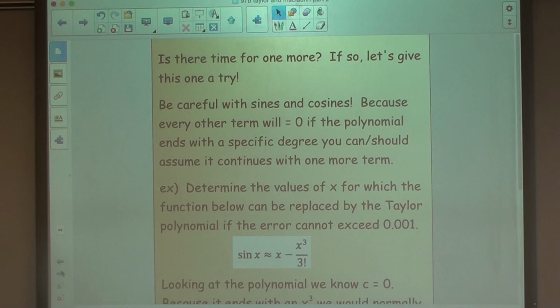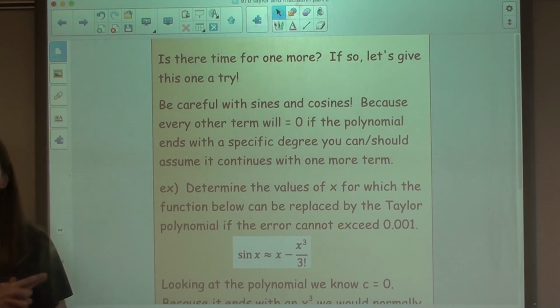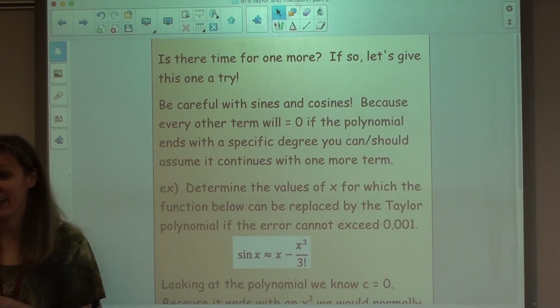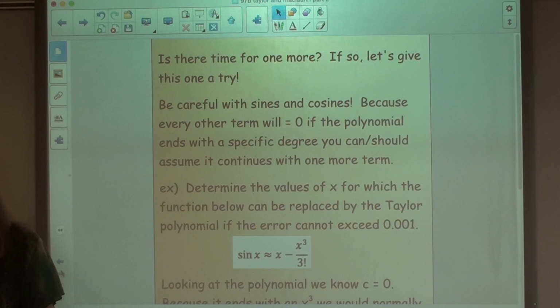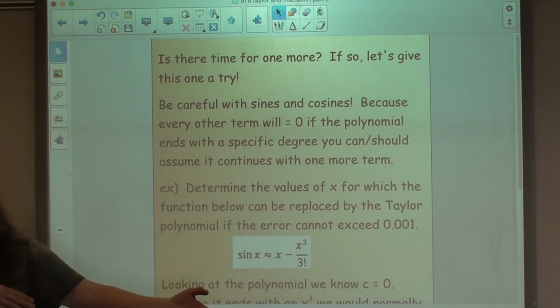Okay. So, sines and cosines. I did a sine example earlier, and I lied. I didn't really lie, but I misled, and I'm going to lead you in a new direction now. With sines and cosines, every other term is 0 in the polynomial. Did you realize that when we were doing them last night? Because the sine is 0, every other term always drops out.